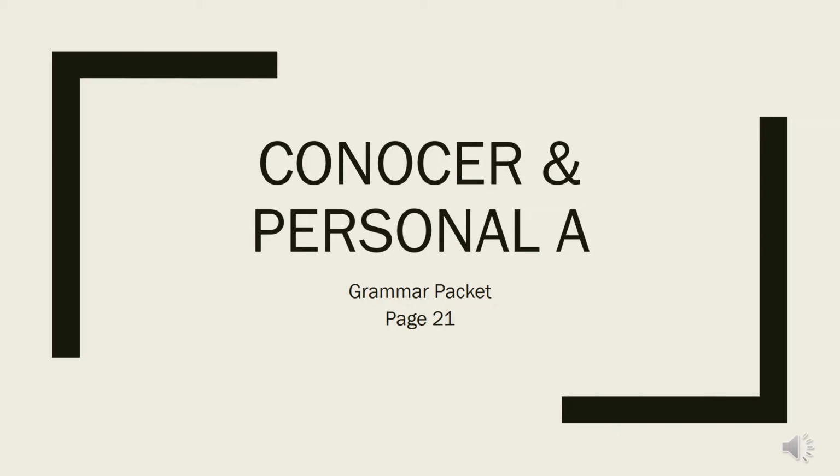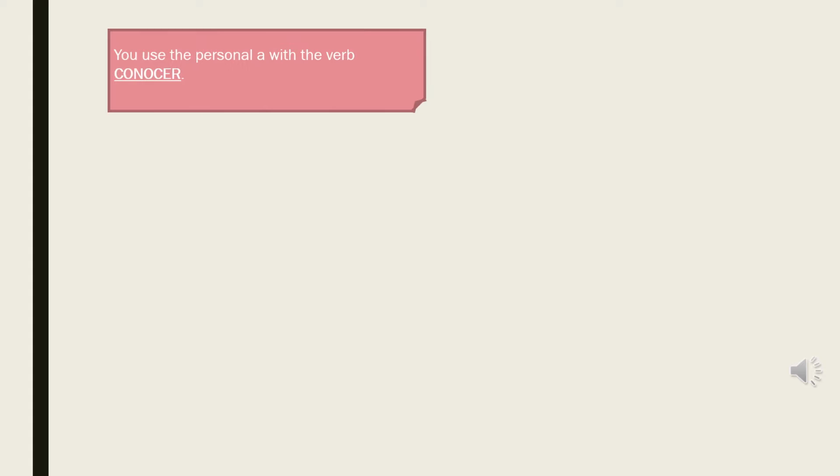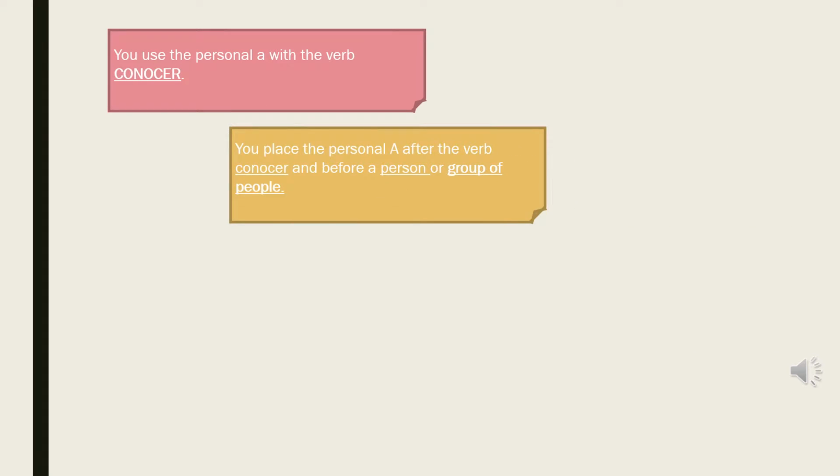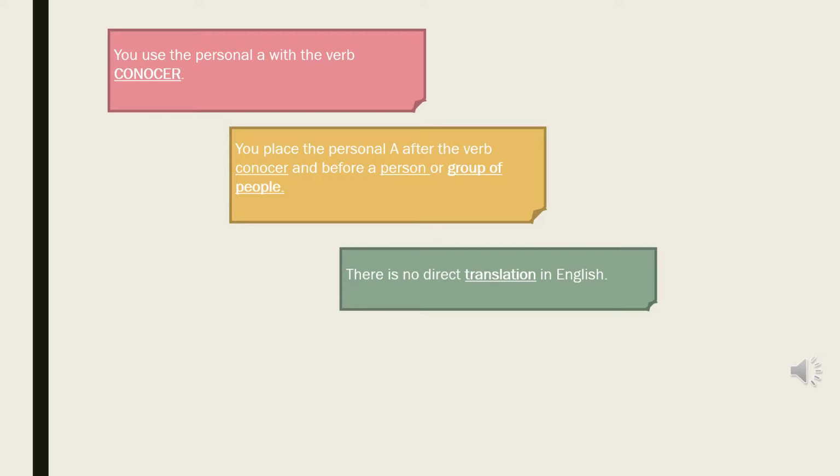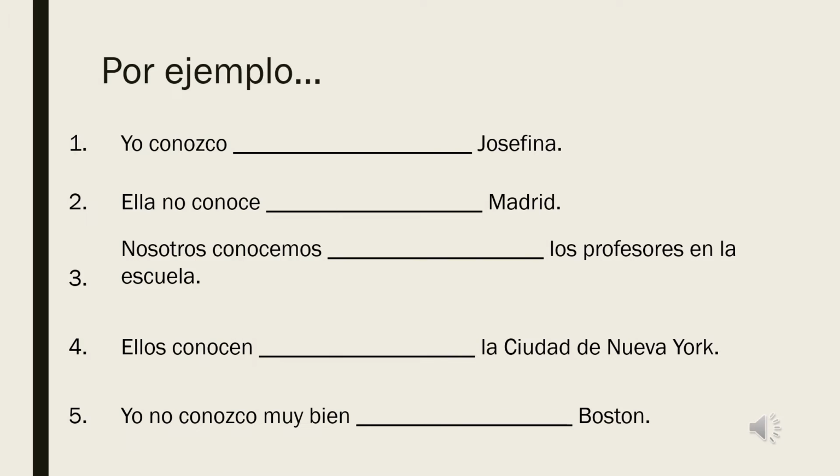So on page 21, we're going to talk about conocer and the personal a. The personal a is going to be something that we use in Spanish that we don't have in English. You use the personal a with the verb conocer. You place the personal a after the verb conocer and before a person or a group of people. There's no direct translation for this in English, it's just a sign of. So let's take a look at a couple of examples.